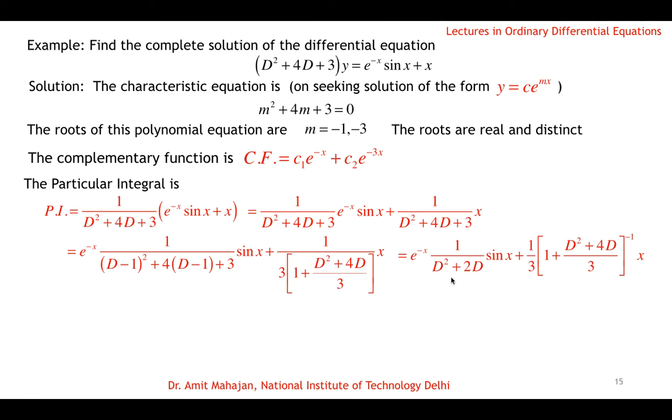It is to be expanded. In the trigonometric case we put D² as minus a², so D² will be substituted as minus 1, so it will become 1 by 2D minus 1, and this will be 1 minus 4D by 3. The D² term will not come because the second derivative of this is 0, and other terms' derivatives will also be 0 when operated on this. So it is 1 by 2D minus 1 on this and 1 minus 4 by 3 D on this. So this is 1 times x is x, 4 by 3 times the derivative of x is 1. This is easy to solve. On this side it is sin x.